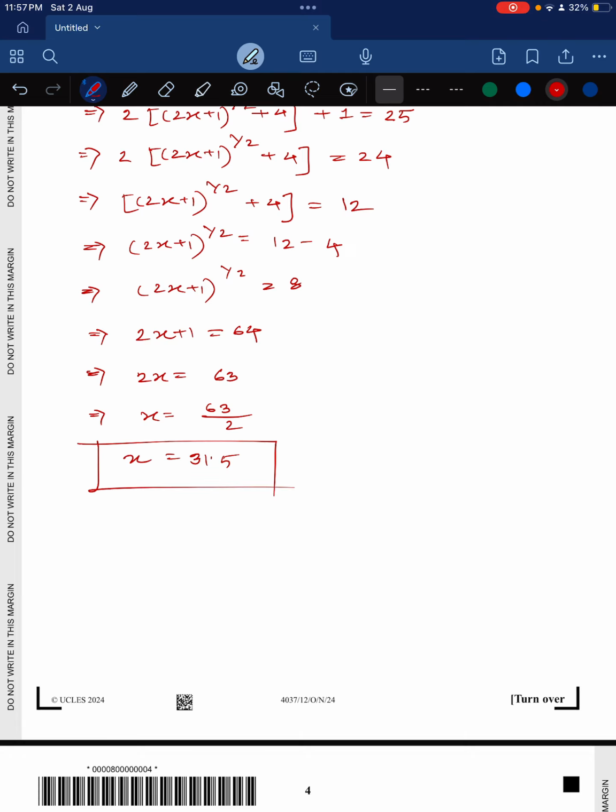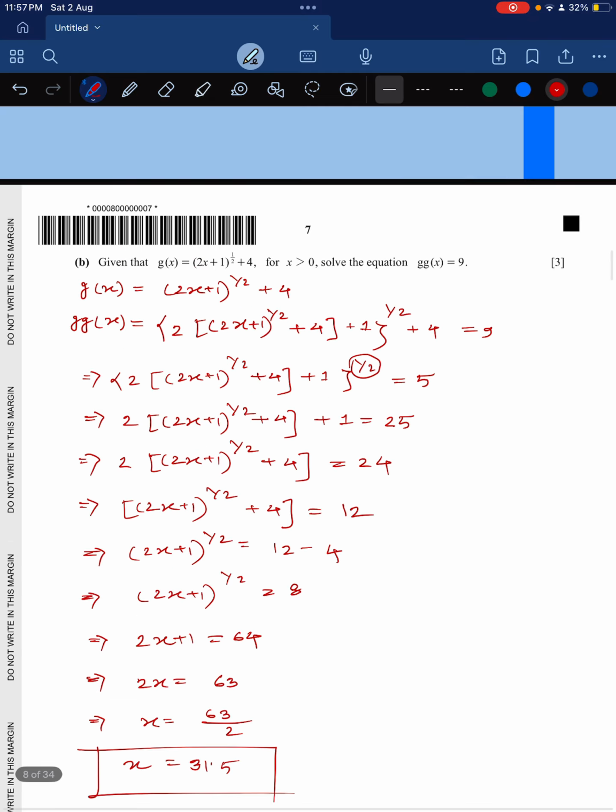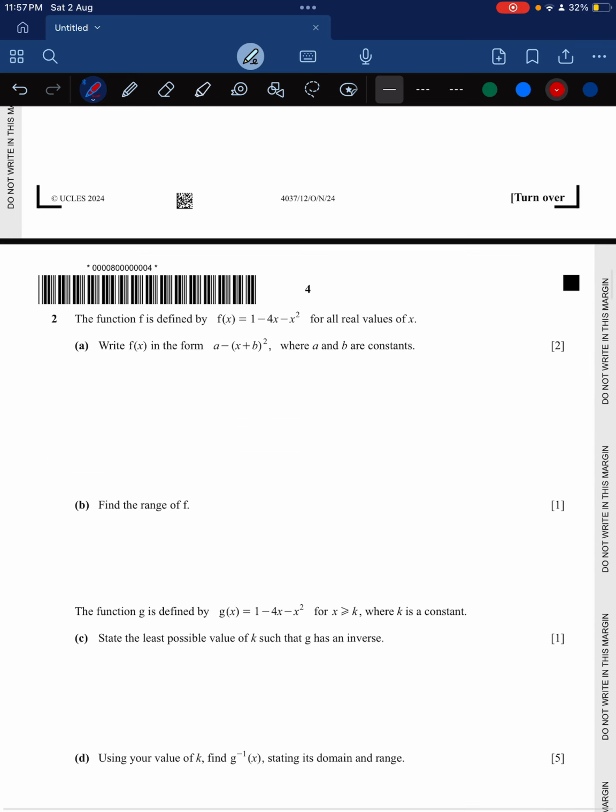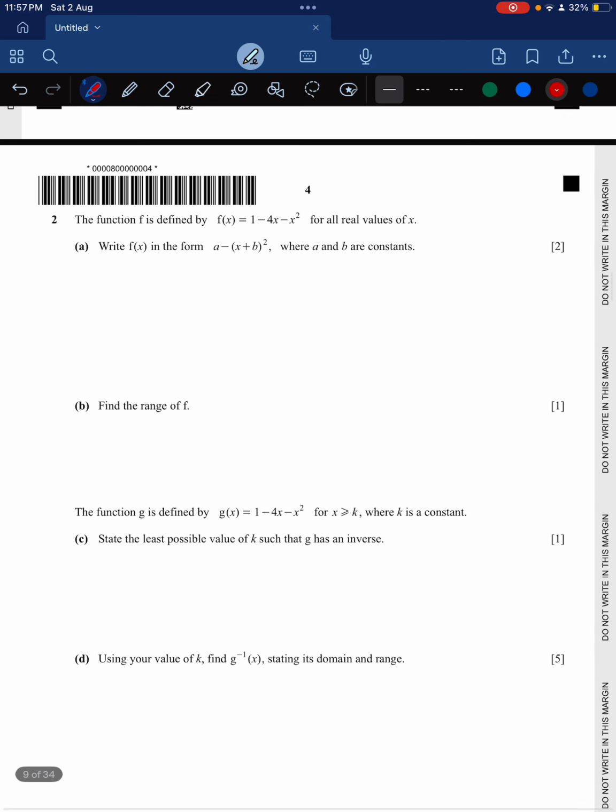Okay, so it's done. And the next one is that the function f is defined by, okay, for all real values of x, it's defined for all real values of x. There is no restriction on that thing. Write f of x in the form of, so when you see this, we have to look for the completing the square format.